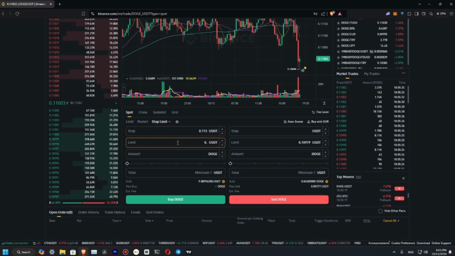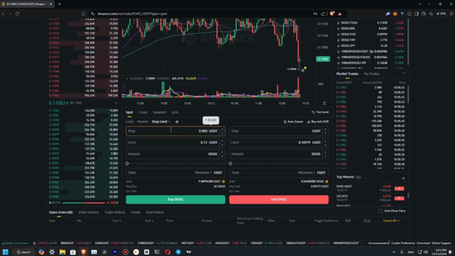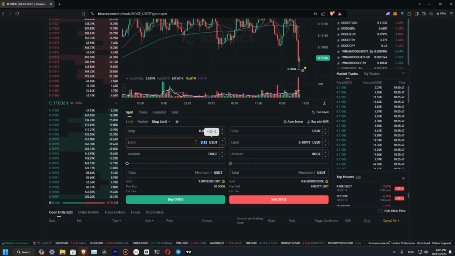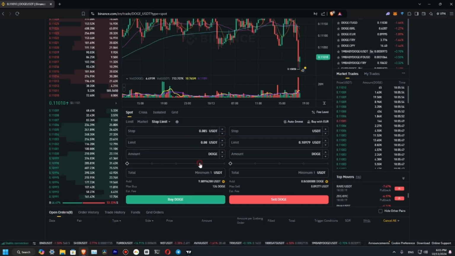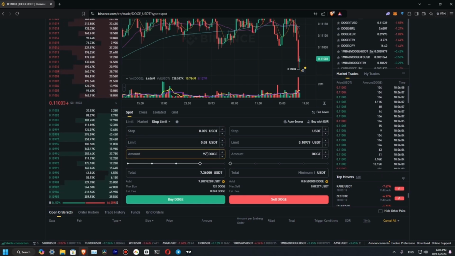For example, you want to buy for 12. Or if you want to buy for 8, let's say 8 cents, let's set our trigger for 8.5 and our buy price at 8 cents. Okay, so what does it say? Let me select some amount. So if the price reaches 8.5 cent, then open a limit order for 8 cent per one Dogecoin.